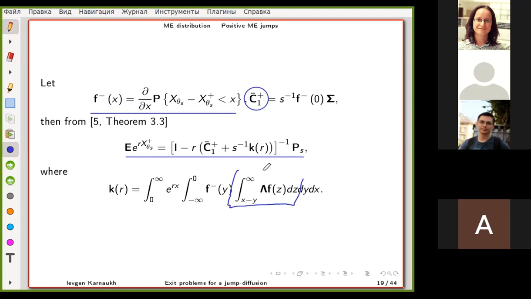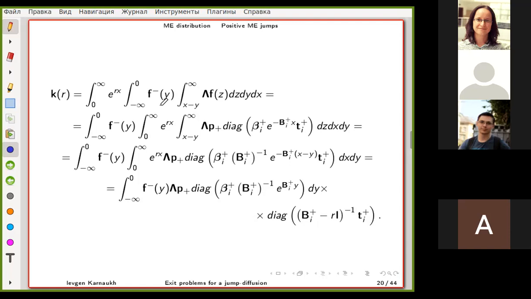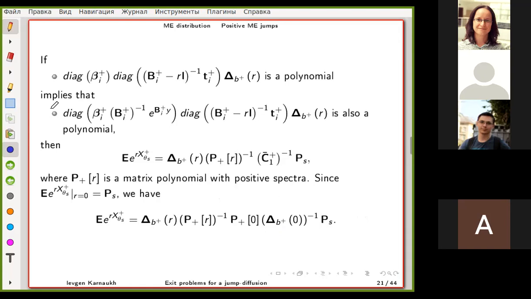Here is a chain of equalities, which I wrote in more detail, since I need to show how the following technical condition appears. This expression needs to be a matrix polynomial. So this is our main condition. If this matrix is polynomial, then we can get such a representation of the moment generating function of X plus, and it is easy to see that it is the moment generating function.